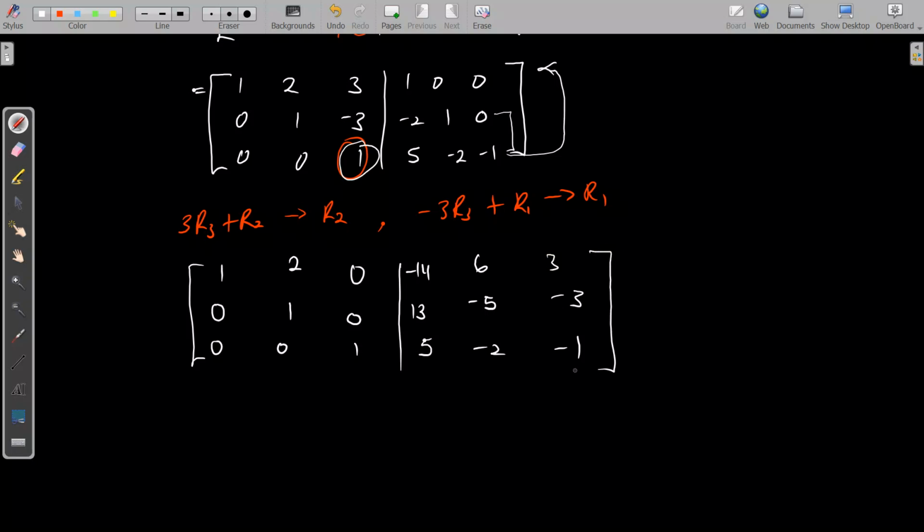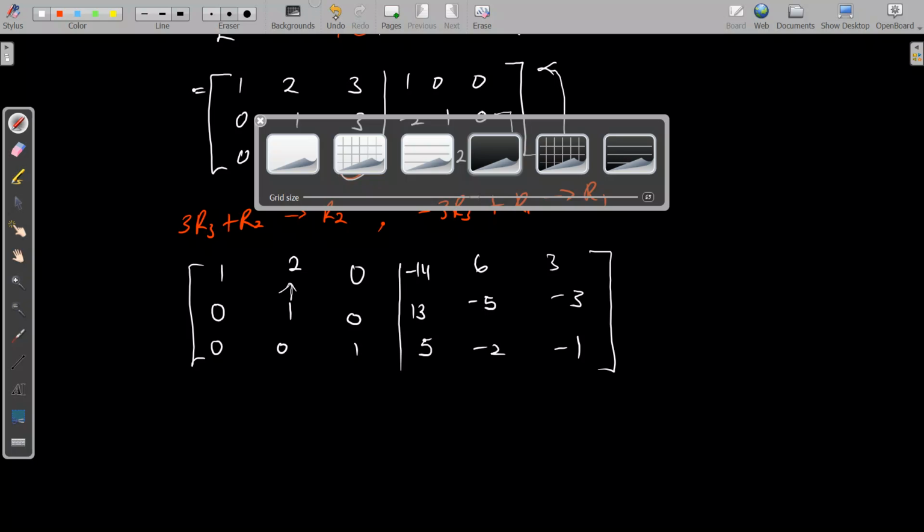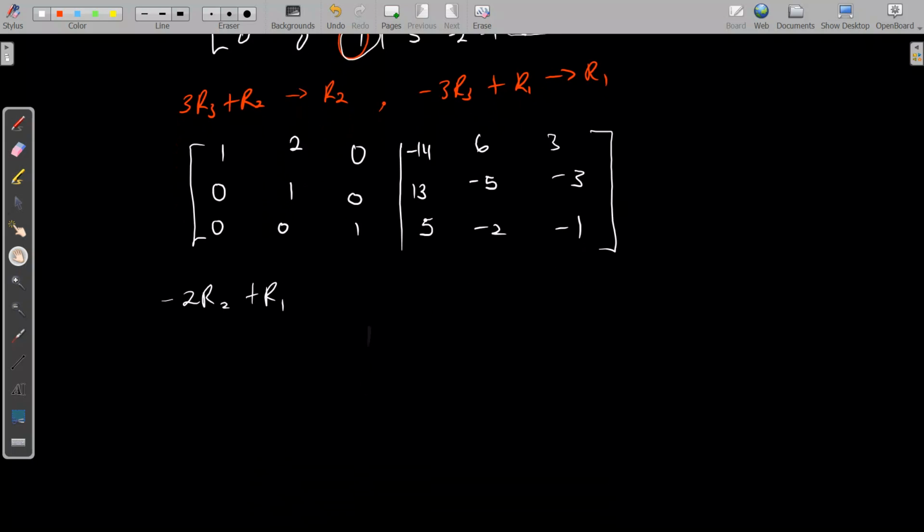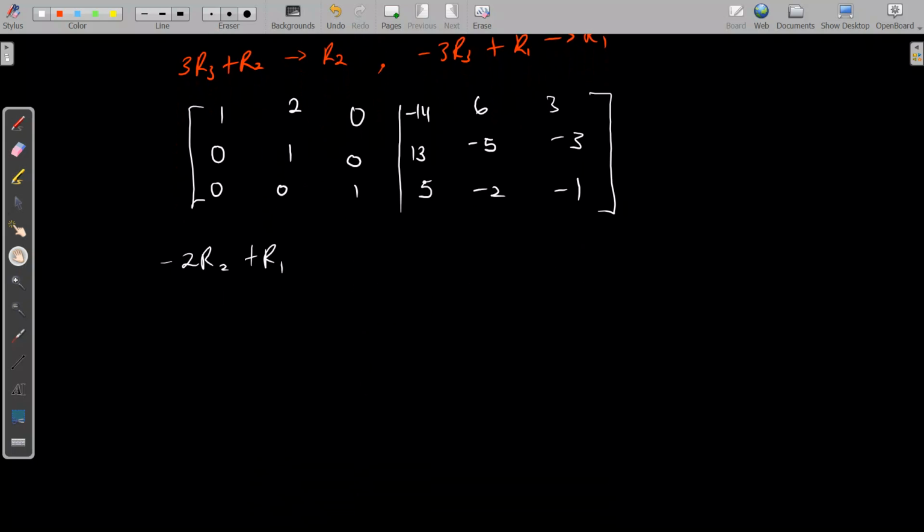So I have this. Now the other thing is that I'm supposed to also make sure that the value above this 1 is also 0. So that's the last operation you are supposed to perform. With that, what you can do is negative 2 times row 2, then plus row 1. And that should just end everything for us, okay?